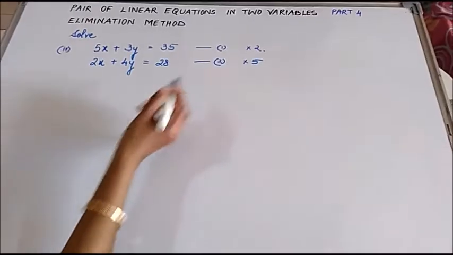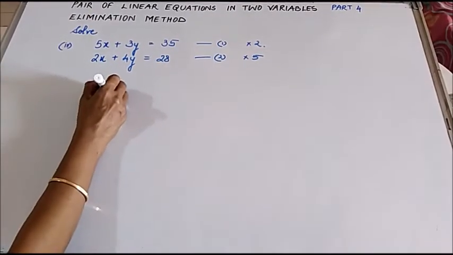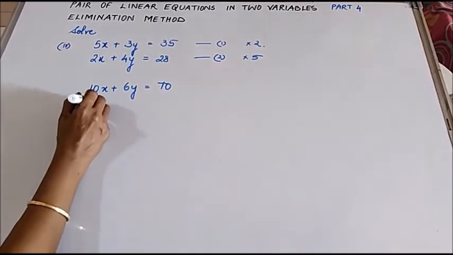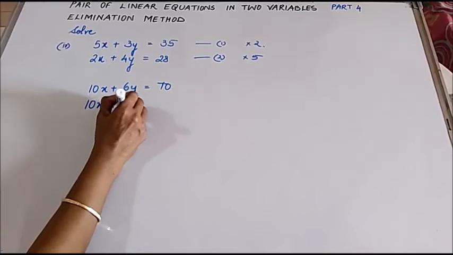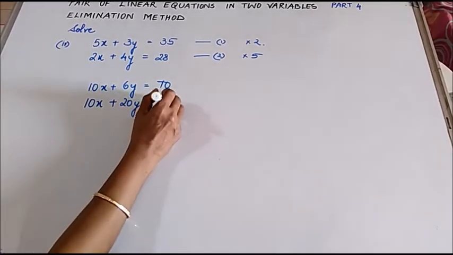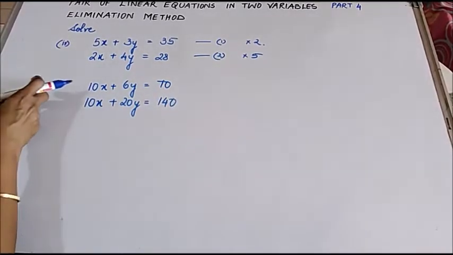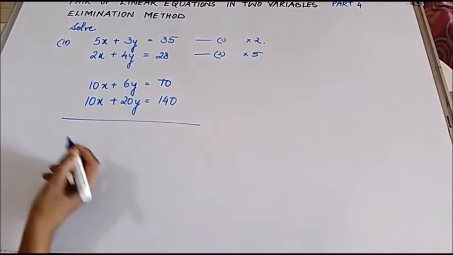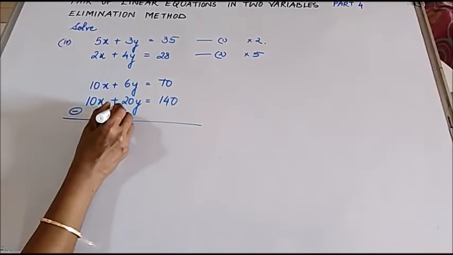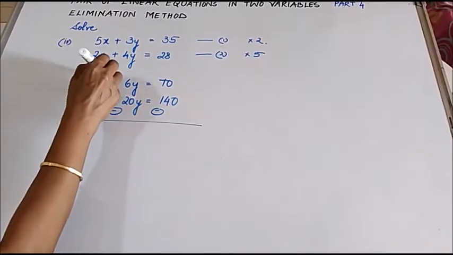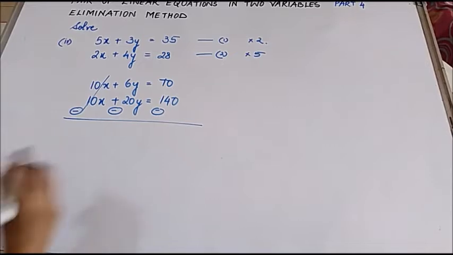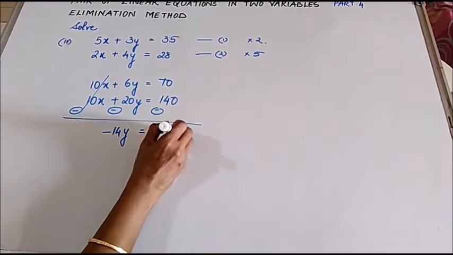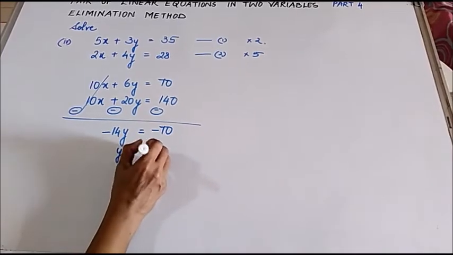Now what does the first equation become? It becomes 10x plus 6y is equal to 17. Second equation becomes 10x plus 20y is equal to 140. Now since the sign of both the x terms are equal, what we'll do, we'll subtract the equation. That is, this becomes minus, minus and a minus. The x term will get eliminated. Here we'll get minus 14y is equal to minus 17. That is, y is equal to 5.